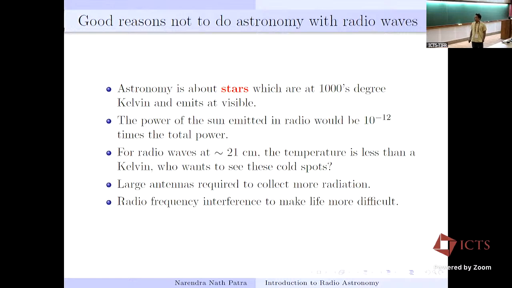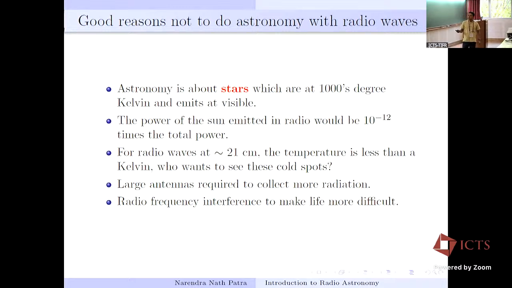For radio waves, which is meter to centimeter kind of wavelength, the temperature is less than a Kelvin. So the radiation temperature, so you have a photon, right? If you look at the energy of that photon, and consider its equivalent brightness temperature, that temperature is also very low. So effectively, if you have a thermal black body emitting at a peak wavelength in radio, that body will be cold in a sense. Why would people be interested in looking at such cold spots, right?